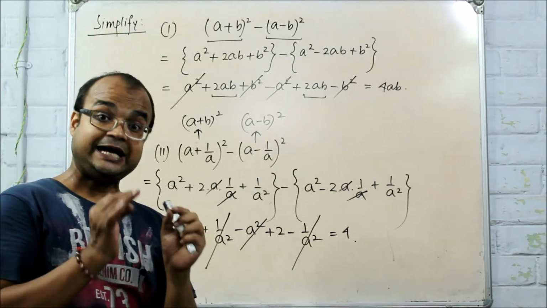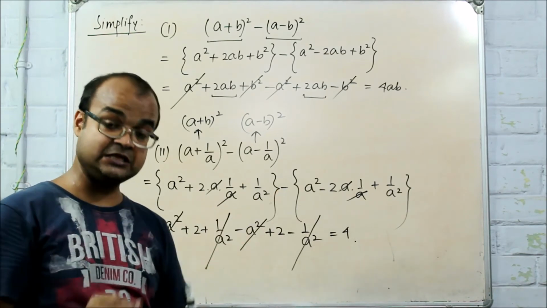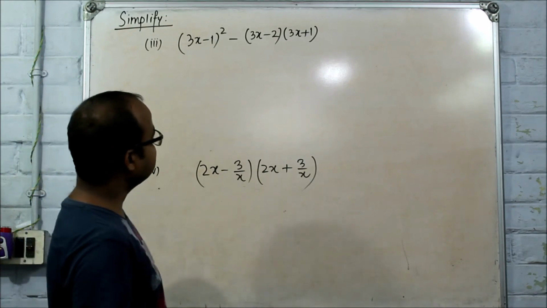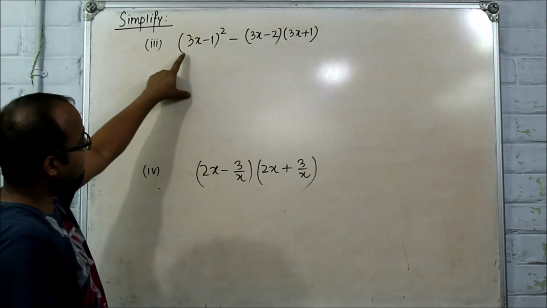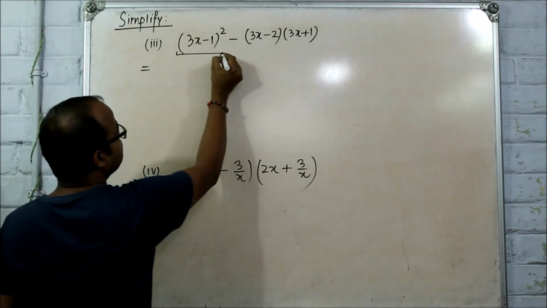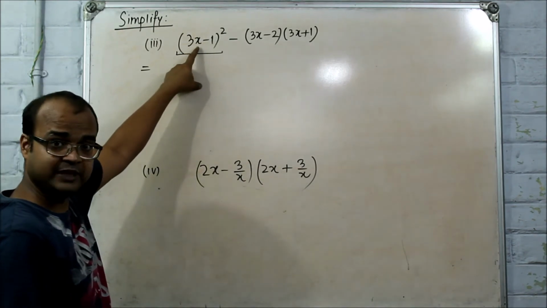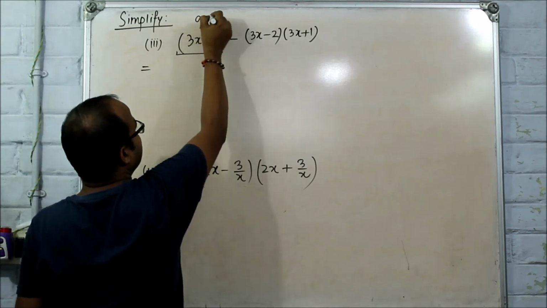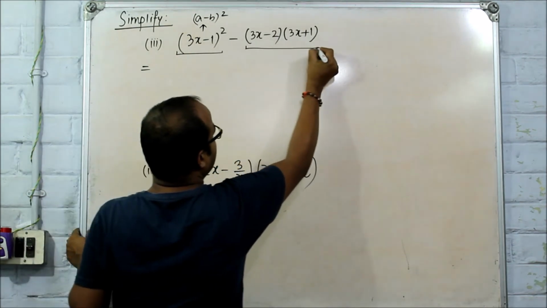Give special attention when there is a minus sign. So you change the sign accordingly. Now, let us discuss a few more problems. This problem, here we need to apply the formula of a minus b square. Here we are going to apply the formula of a minus b square, and these two terms we are going to multiply.